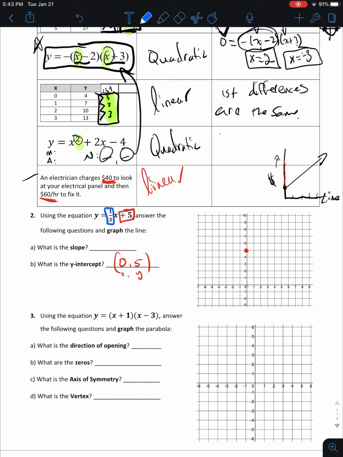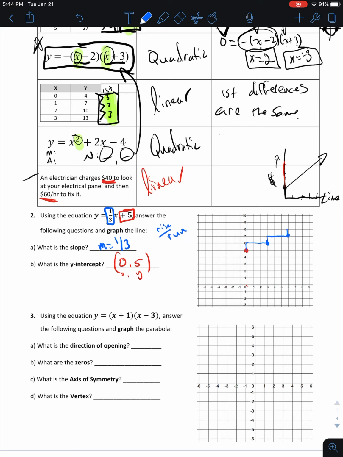Well, the slope is the m value in the equation, and it's always represented as rise over run. Okay, so my slope in this question is m equals 1/3, and it's telling me that I'm going to go up 1, right 3, because it's positive. 1, 2, 3. Right? And then I can go up 1, right 3. Up 1, right 3.